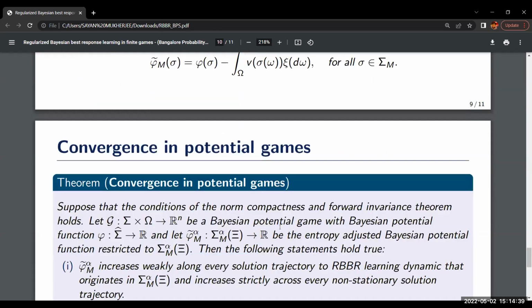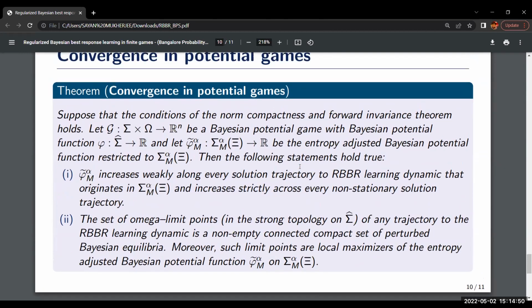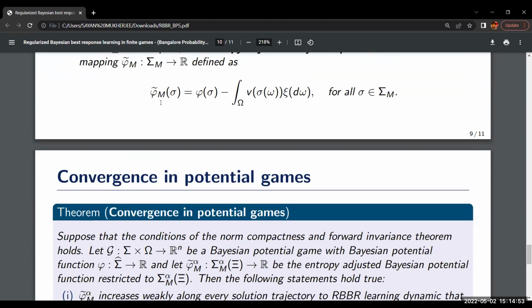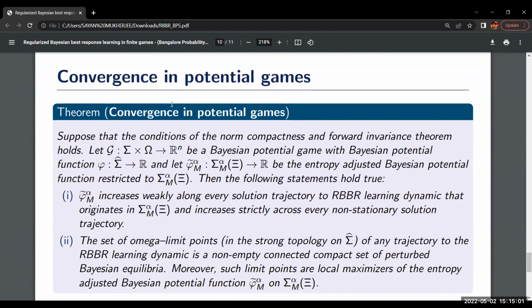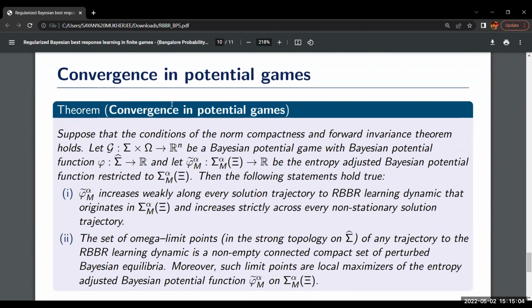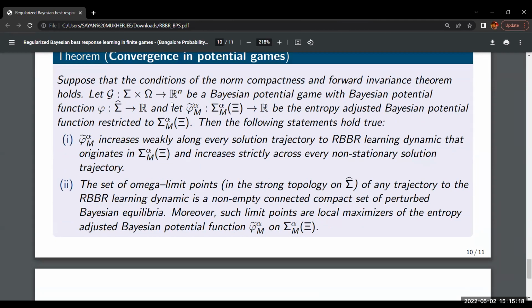Now with this in hand, we have the following convergence result. Suppose the conditions for norm compactness and forward invariance hold. Then phi tilde m, being the Lyapunov function, increases along every solution to the RBBR dynamic when the underlying game is a Bayesian potential game. And we can show that the omega limit sets of this solution will be basically the regularized equilibria of the game. So this convergence will be in L1.